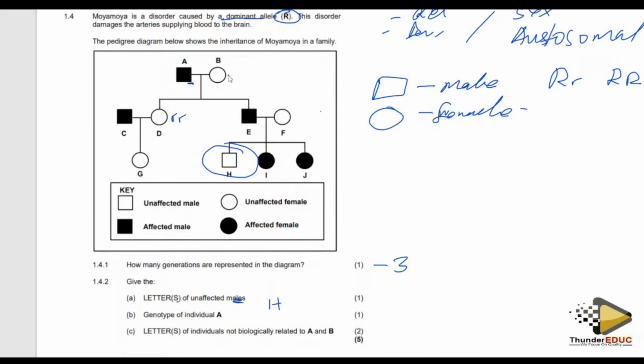But because this is small r, and they produce a kid who is small r, it means that one allele came from the mother. Obviously, the mother is like that, as we have seen here. And one allele came from the father. Therefore, the father can't be this. So the father is like that, meaning that one allele came from the father, one allele came from the mother, and they gave rise to this kid. Hence, A is of this genotype. So A is heterozygous. I think I'm clear there. Yes.